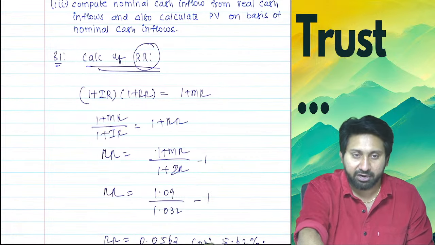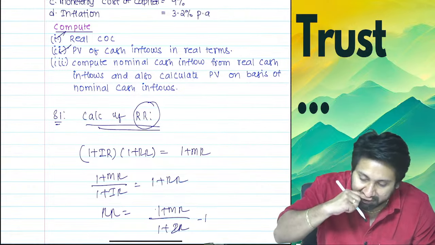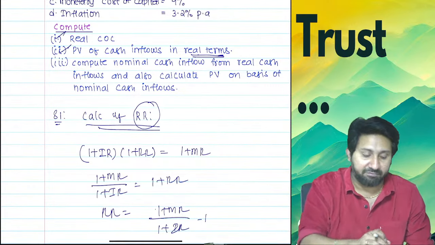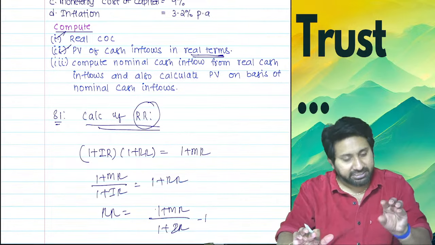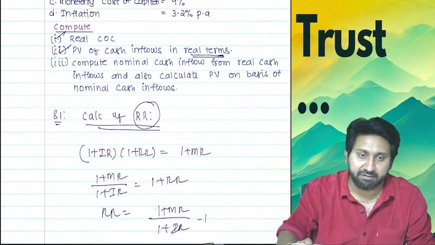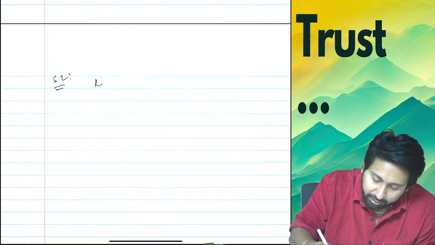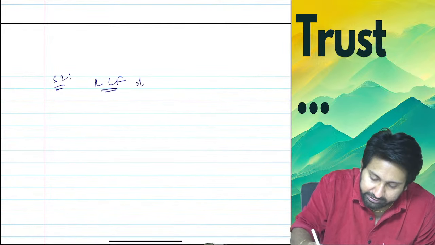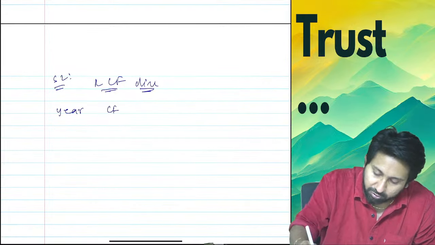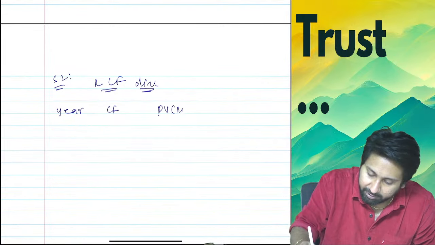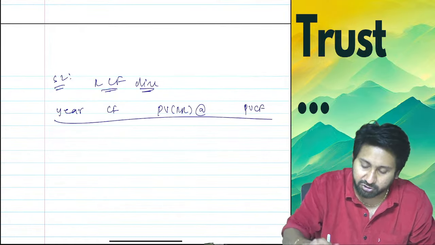Next, what is the second question he is asking? PV of cash inflows in real terms. That means he is not asking to remove inflation, just to remove the risk and calculate PV value. Okay. Step 2: real cash flow discounting. Here, cash flow, PV, real rate, at the rate of PVCF. First, you answer me.